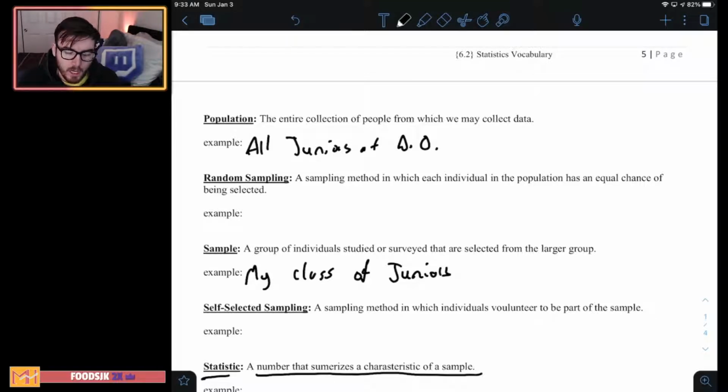But let me switch gears on you. What if the population is all juniors of Clark County School District? Well, then the juniors at DO could be considered a sample. It's about what you want to study. Juniors at DO is not exclusively a population; that's only if I want to study the juniors at DO. If I want to study all juniors in Clark County School District, then the juniors at Desert Oasis have become simply a sample, because that's not the entire population. It's only part of it, hence a sample. Hopefully you see where I'm going with that.